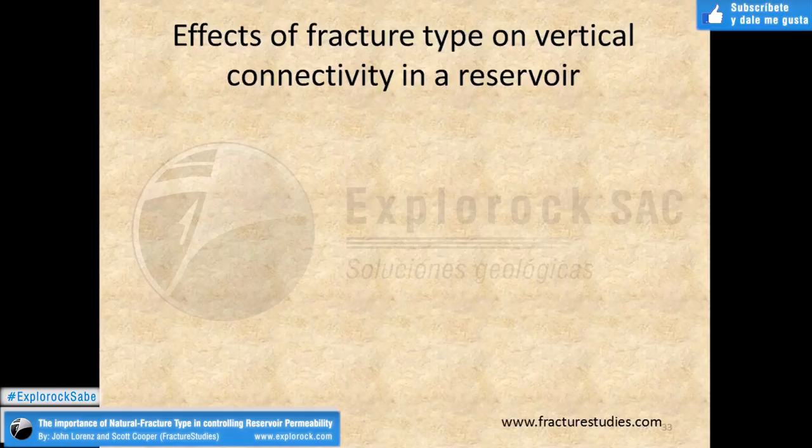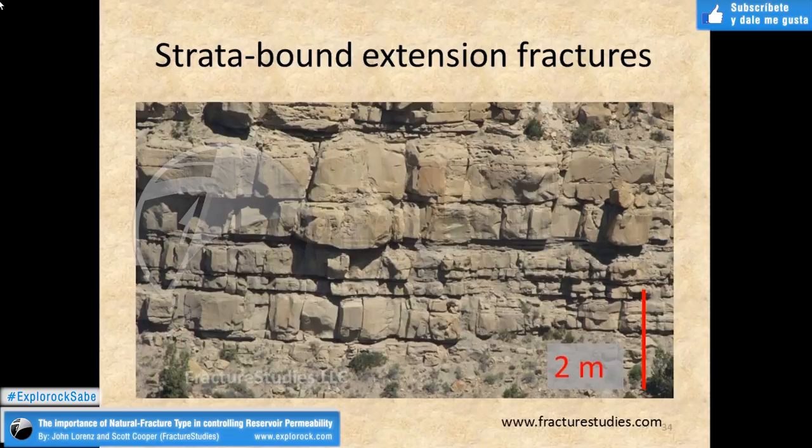The extension fractures tend to be strata-bound. These fractures here are confined to the beds. They terminate at the individual shale partings between the beds. So if you have a bedded reservoir and it has extension fractures in it, those fractures may not go vertically through the reservoir and may not give you good vertical connectivity within the heterogeneous reservoir. In contrast, shear fractures tend to cut across the smaller bedding plane.